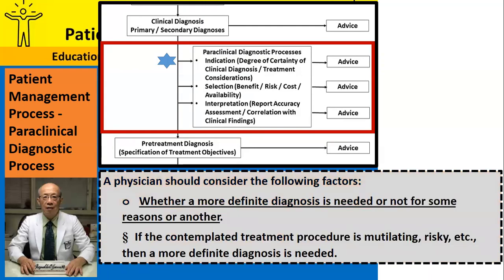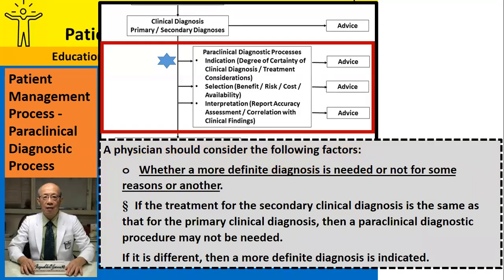Okay. So whether a more definitive diagnosis is needed or not for some reason or another, an example will be if the contemplated treatment procedure is very extensive, mutilating, risky, etc., then a more definitive diagnosis is needed. If the treatment for the secondary clinical diagnosis is the same as that of the primary clinical diagnosis, then a paraclinical diagnostic procedure may not be needed anymore. Okay? If it's different, then a more definitive diagnosis or diagnostic test is indicated.